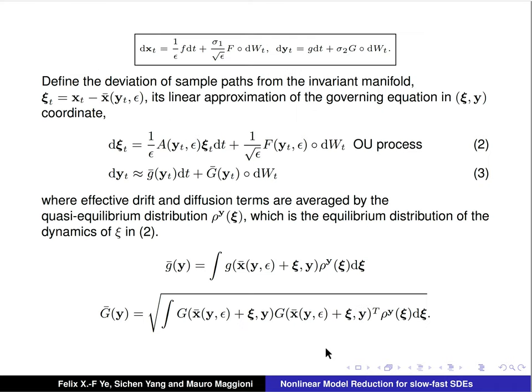If we look at this in a little more detail, we can define the deviation of the sample path from the invariant manifold, as you can see. We can take a change of coordinates from (x, y) to (ξ, y), and take the linear approximation on ξ. The first-order approximation shows that ξ follows an OU process, an Ornstein-Uhlenbeck process. It's a linear process, so basically the deviations follow a Gaussian process, with Gaussian distributions with mean zero, and we can calculate the covariance matrix.